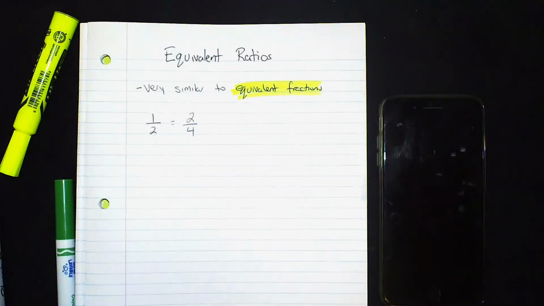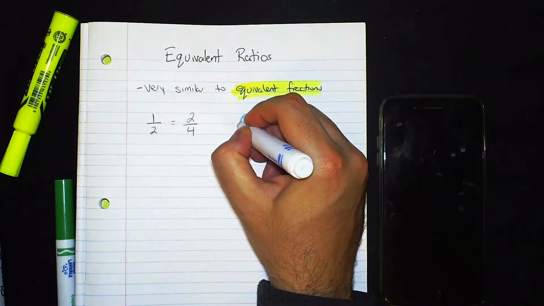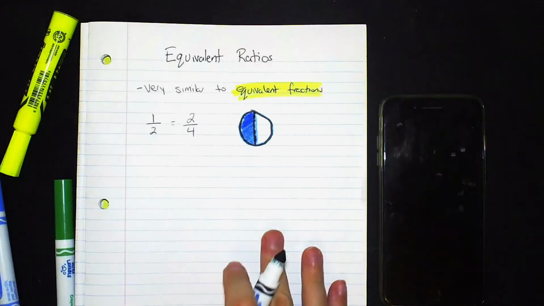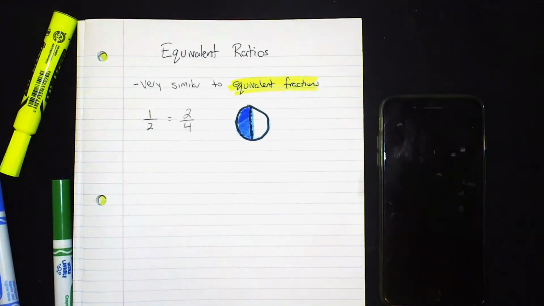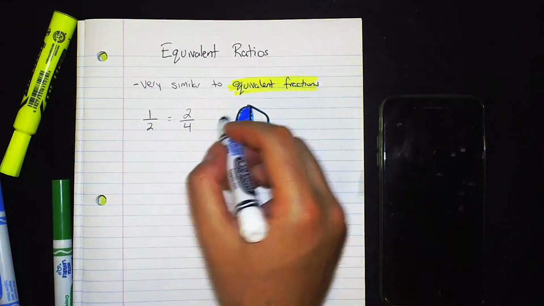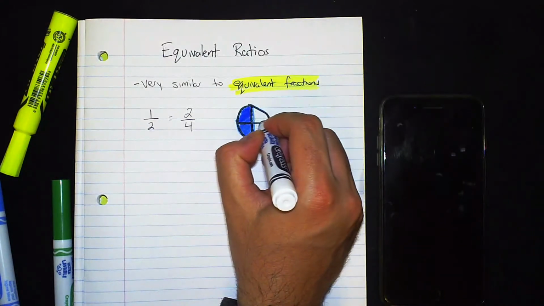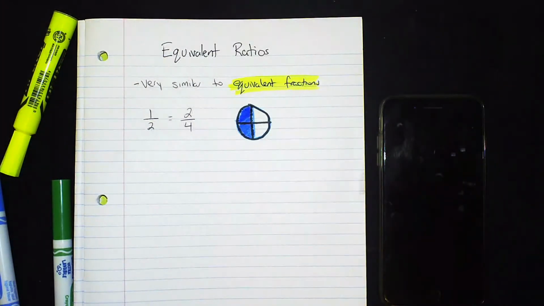Well, if I were to draw that fraction as a circle, here's a representation of 1/2. And if I were to cut this into 4 equal pieces, like this, you can see that there are 2 pieces now shaded in. If you want to review, check out one of my previous videos. I have explained this. But now I'm going to give you an example of what an equivalent ratio looks like.